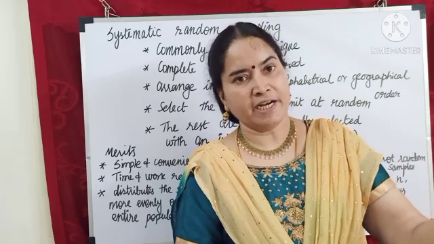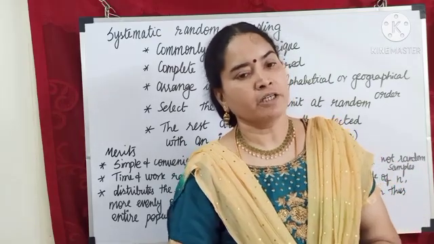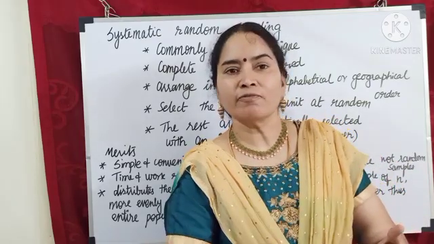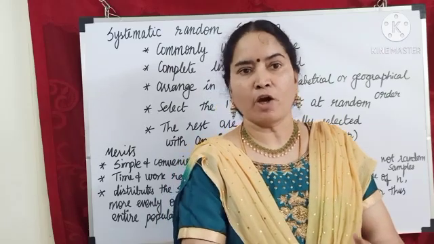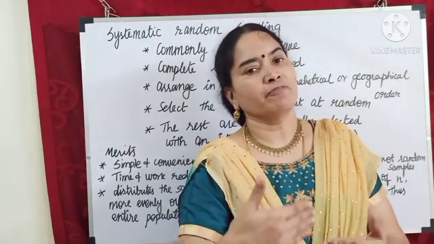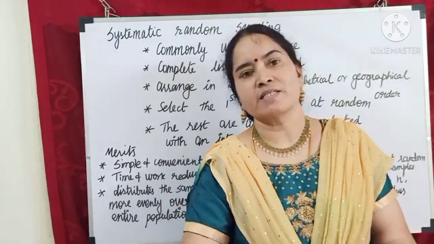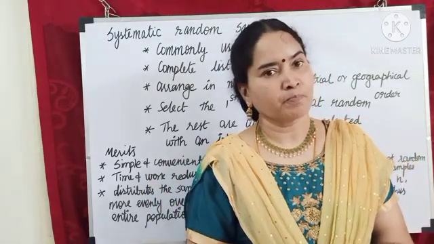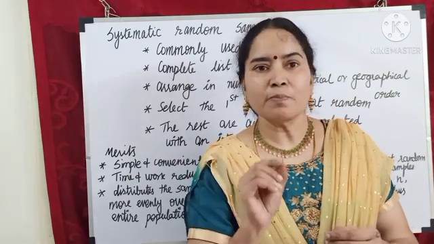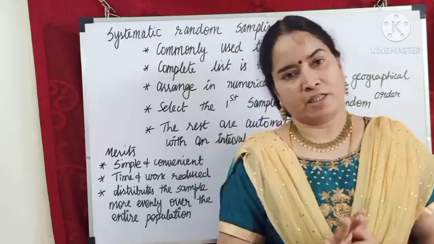5,000 are there. 500 I want. From 5,000, how to select 500? An easy way of mathematics. 5,000 by 500, which gives me 10. So every 10th person is included in the sample. Now, first person alone we have to select.